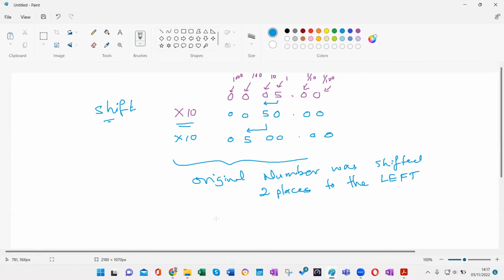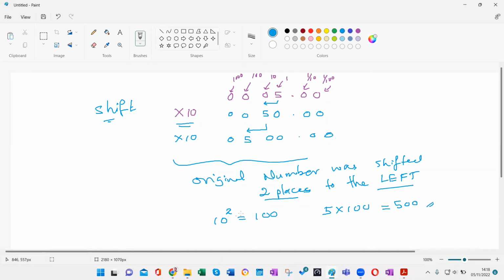Now this is in base 10, denary. I shifted 2 places to the left. So if I write those 2 places as a power value, it is 10 to the power 2. What is 10 to the power 2? 100. 10 to the power 2 is 100. So what happened to the original value? The original value, which was 5, was multiplied by 100, and the result is 500.